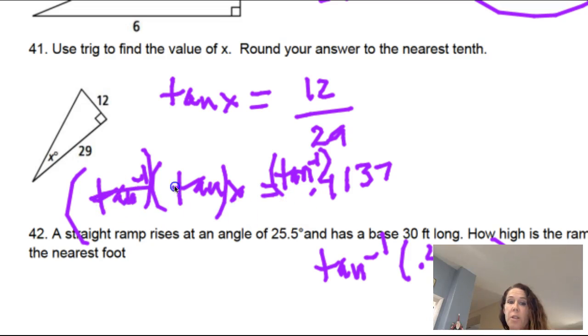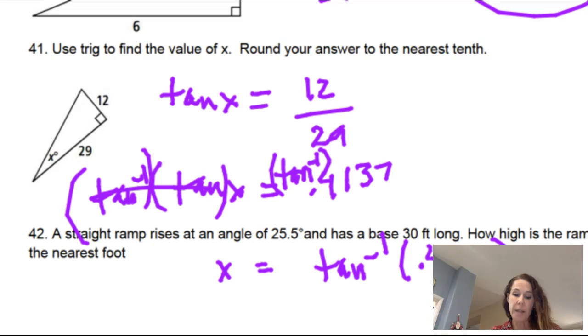All right, so you're going to get x equals the inverse tangent of 0.4137. Depending on how your calculator is, you might have to type in 0.4137 and then inverse tangent, which is always a second button or a shift button. You might have to push shift or second to get that inverse tangent. It's always above the tangent.